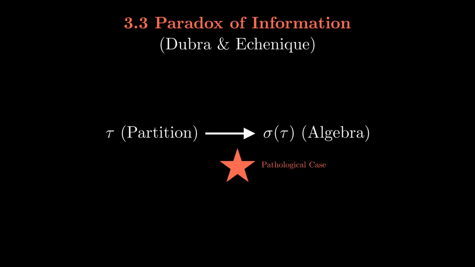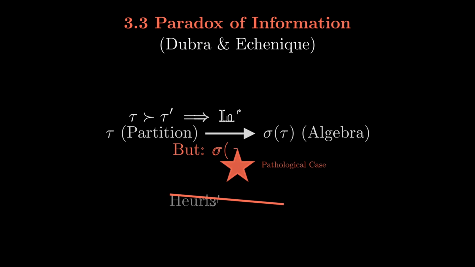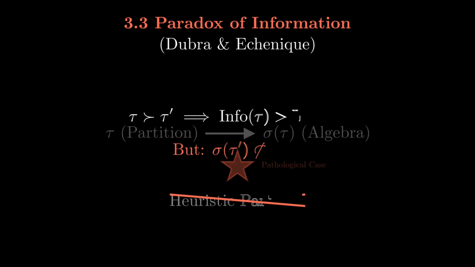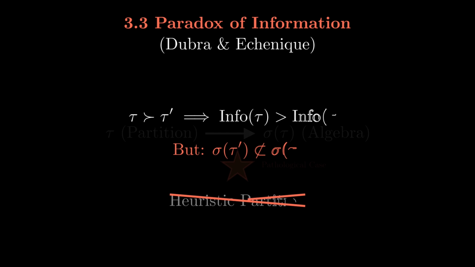due to measurability issues. Specifically, Dubra and Echenique demonstrated that if information is modeled by partitions, a finer partition tau implies more information than tau prime. However, the sigma algebras generated by these partitions might not strictly follow the inclusion in specific infinite settings. This highlights the importance of defining information strictly via the sigma algebra rather than the heuristic partition of the sample space.